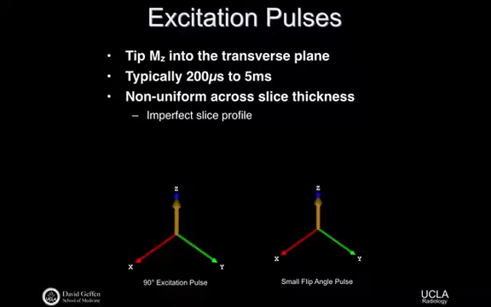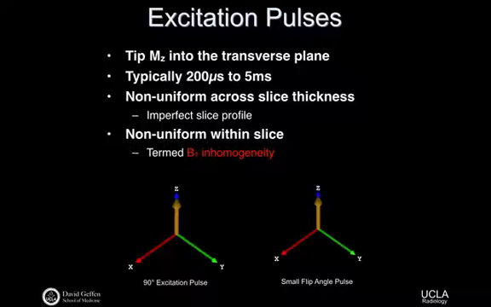We call it having an imperfect slice profile. And in fact, we can never get a perfect slice profile, right? Perfect is expensive, so we come close, but we're never perfect. We can also be non-uniform within the slice, right? So we want it to be 90 degrees throughout the entire object, but as a consequence of the object that we're imaging and the B1 coil's design, we might not get the same flip angle across the slice. So we can be non-uniform in all dimensions, if you will. We call that B1 inhomogeneity.